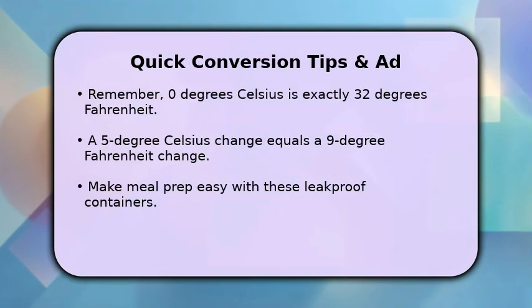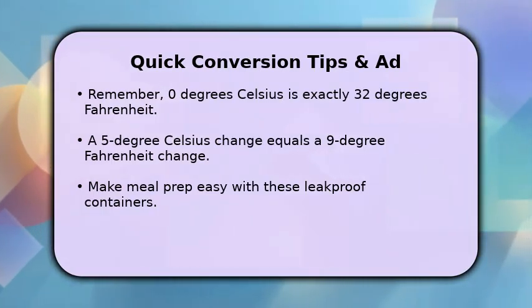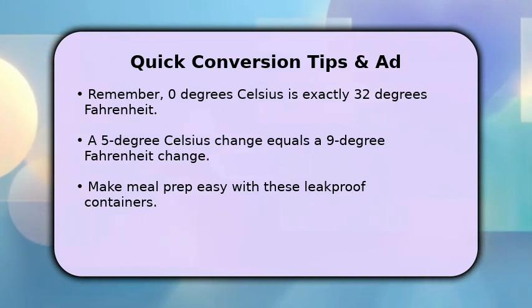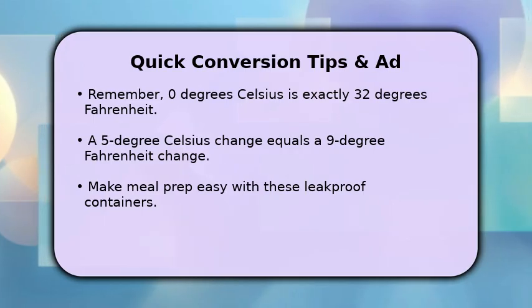Here are a couple of quick tips to help you remember. 0 degrees Celsius is the same as 32 degrees Fahrenheit, which is the freezing point of water. Also, a change of 5 degrees Celsius is equivalent to a 9-degree Fahrenheit change, showing the different scale increments.